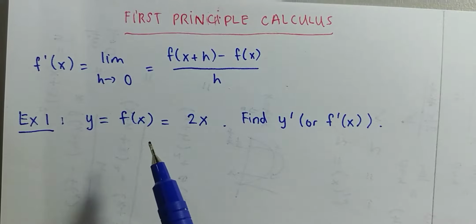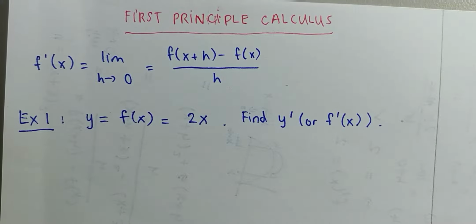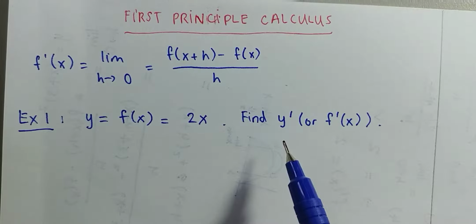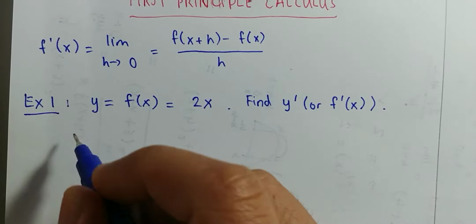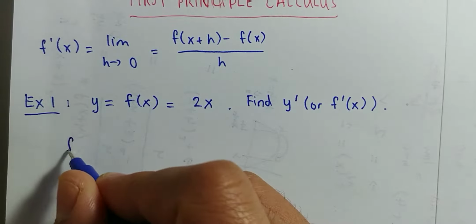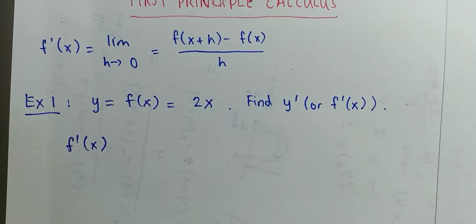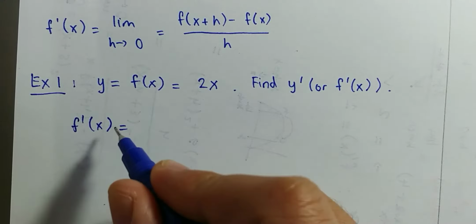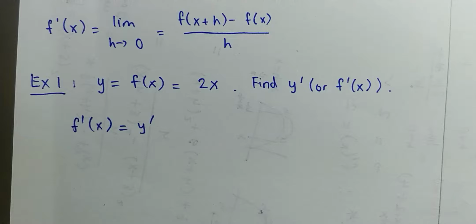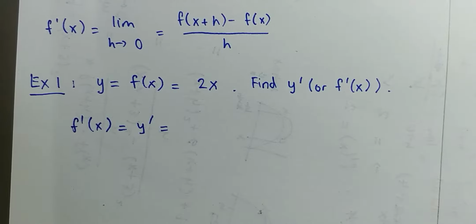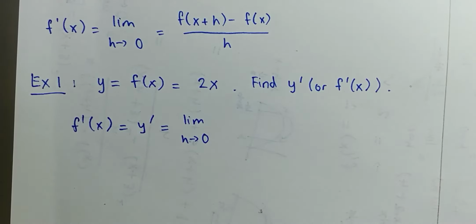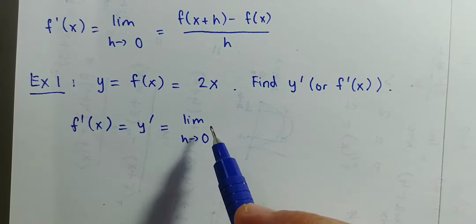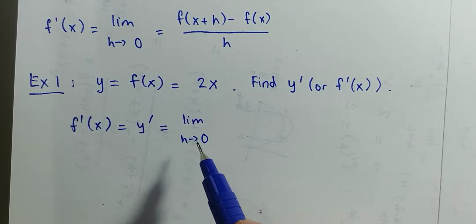So we're just going to start off with a basic example, 2x, and I would like to find the derivative of this function. To start off, we need to write f dash of x to indicate that we are finding the derivative. You can either write f dash of x or y dash. It's okay, whichever works. Then make sure you include this limit. So you are saying that I'm taking the limit of the function from h going to 0.